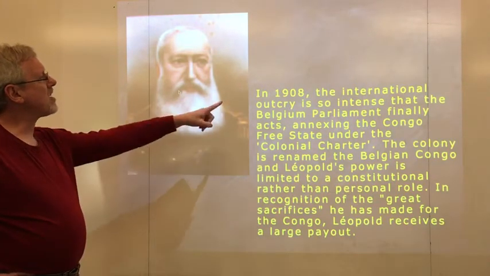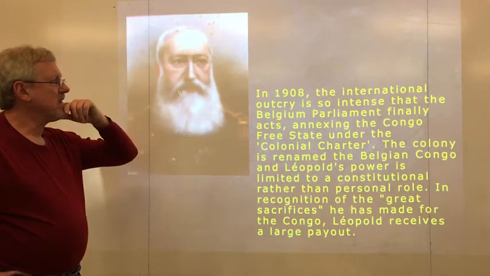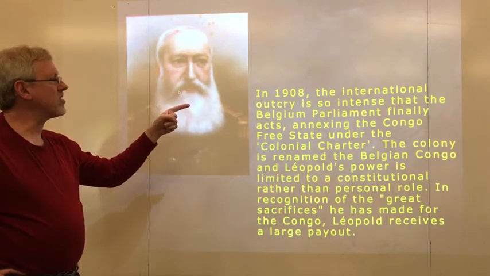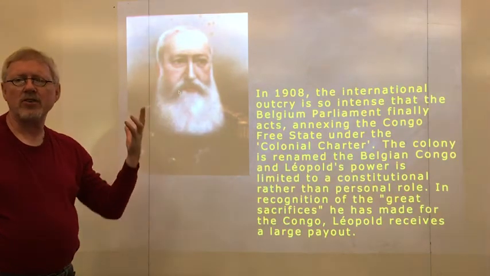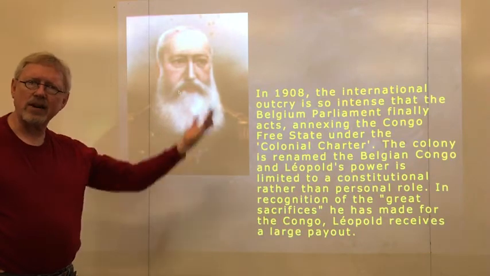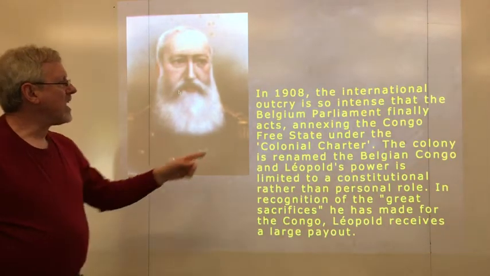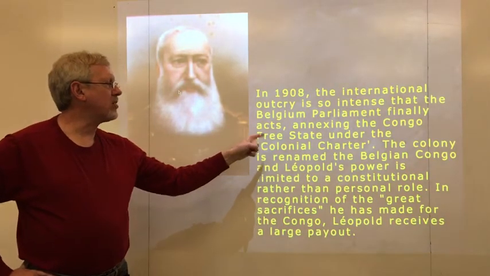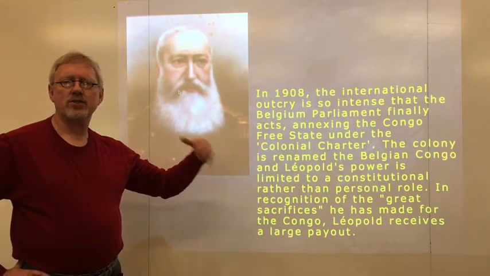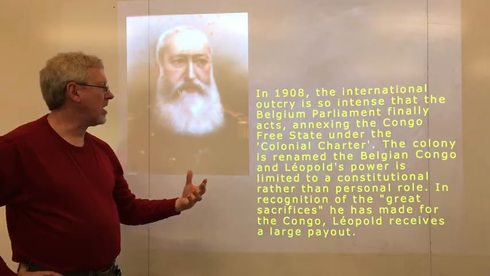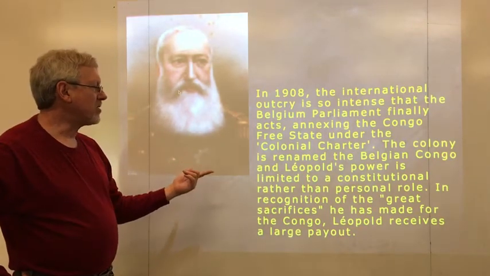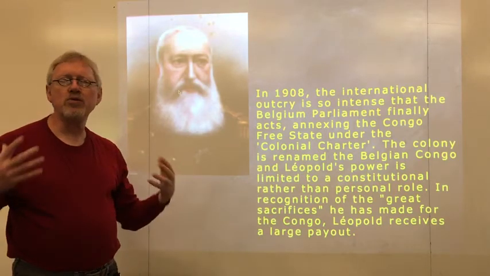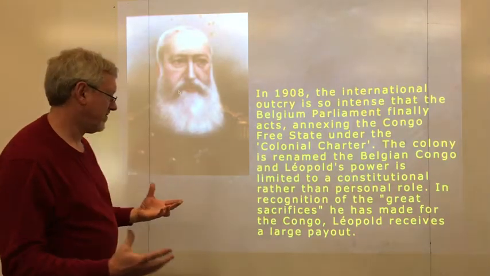By the time we get to 1908, the international outcry is so intense that the Belgian parliament, which is now embarrassed as the word gets out about what's happening in the Congo, they actually take over the Congo Free State and start to administer it directly as a colony. And Leopold is basically bought out, but he's given a huge amount of money for it.